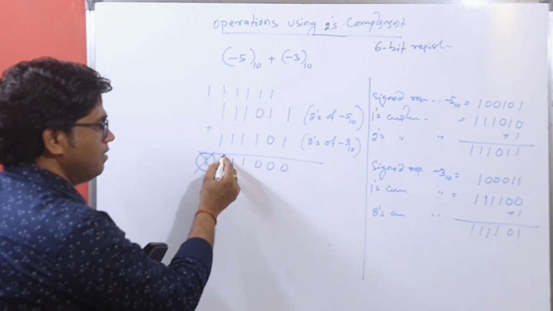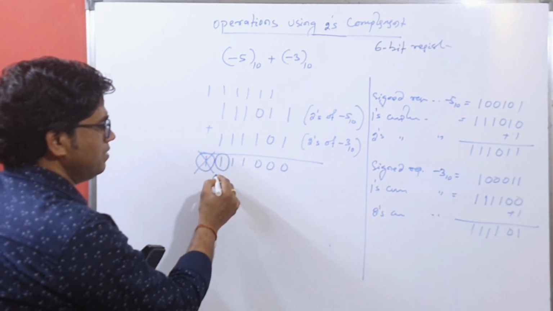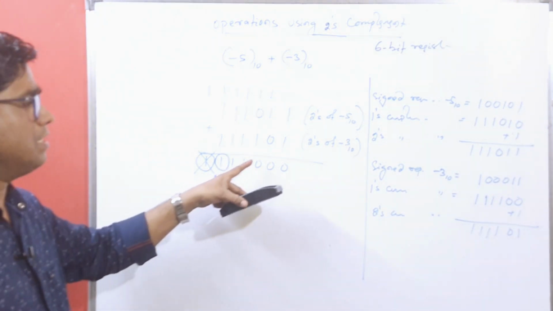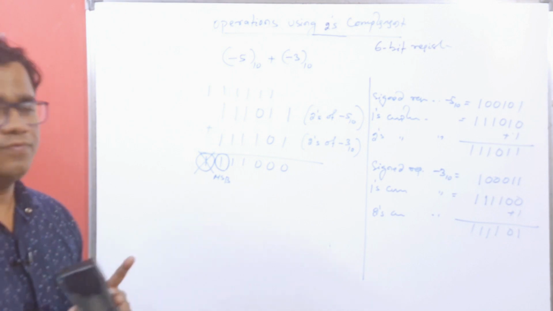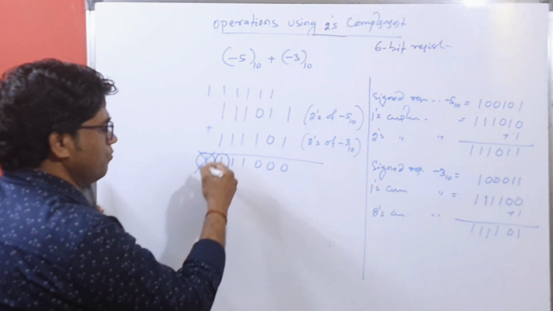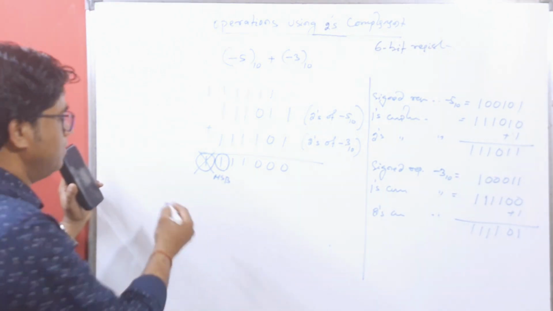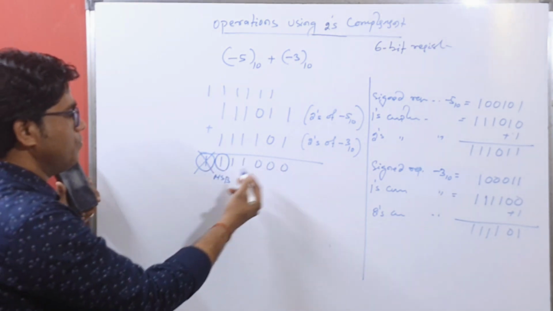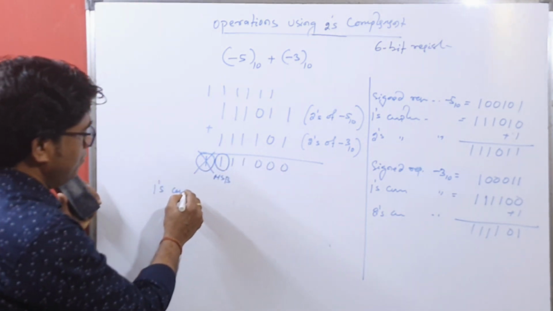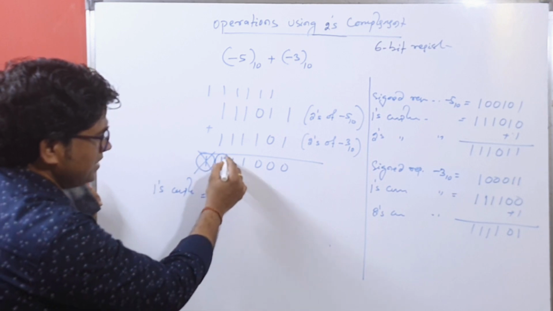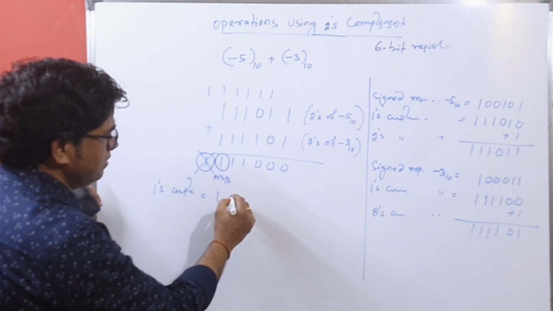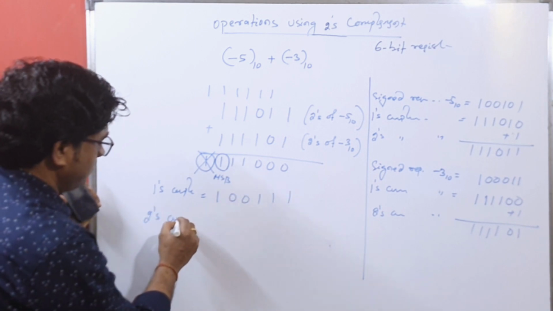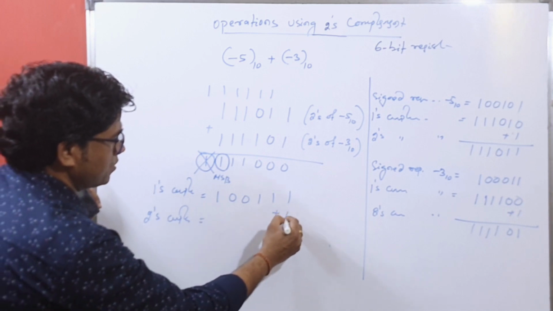And again, in the result, the most significant bit is 1. That means the result will be negative, right? So the same technique, you have to find the complement of the result again. As our operation is in 2's complement, you have to find the 2's complement of the result. First find the 1's complement, and this is the sign bit, so simply place it here, then 1 0 0 1 1 1, and then the 2's complement. Okay, so simply add plus 1 here.